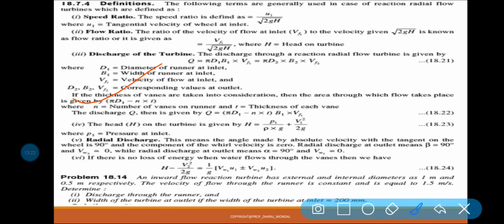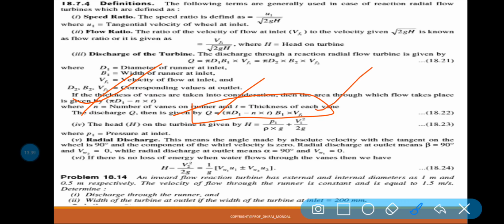If it is given, then only you have to take it, otherwise you don't have to, where n is the number of vanes and t is the thickness of each vane. So the discharge at that time will be pi d1 minus n into t into b1 into Vf1.